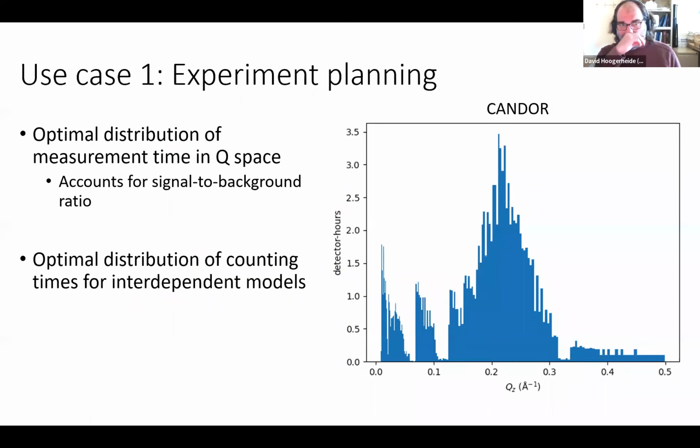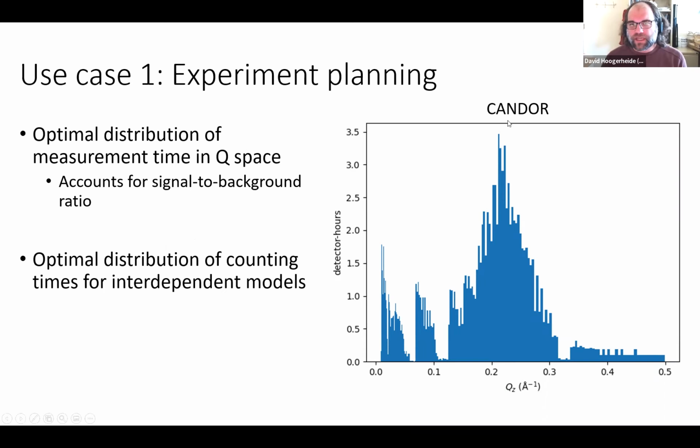So what is this good for? I think for an audience of beamline scientists and reflectivity experts, hopefully this will be clear, but there are 2 use cases that I can think of where you might use this going forward. One of them is just to find an optimal distribution of measurement times in Q space. The signal to background ratio is something that you put into the model in the beginning. You know what your background is typically, and so you can add that.